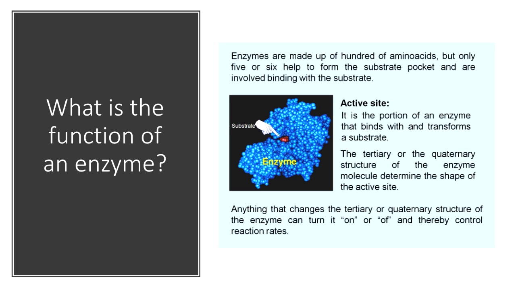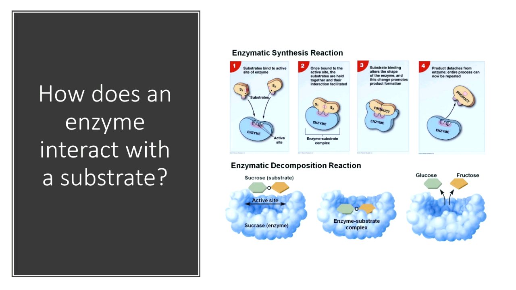So the function of an enzyme, which is a protein, is to speed up the reaction, okay? An enzyme has an active site where the substrate, or the molecule that is undergoing the reaction, attaches so the enzyme can fold and create the necessary product that is needed. So how does an enzyme interact with a substrate? It does this through the enzyme substrate complex.